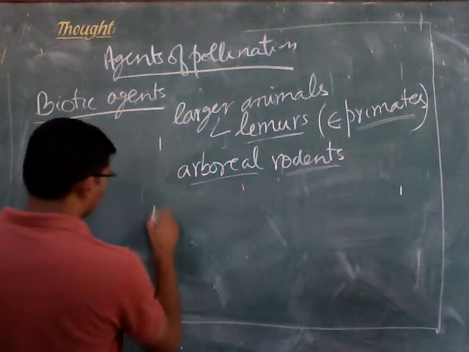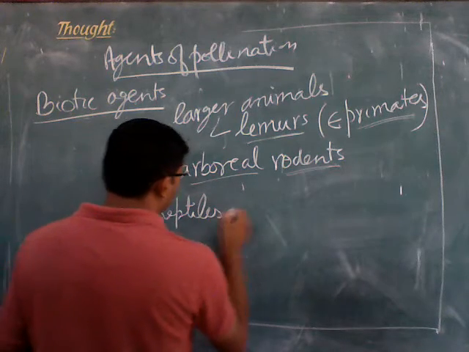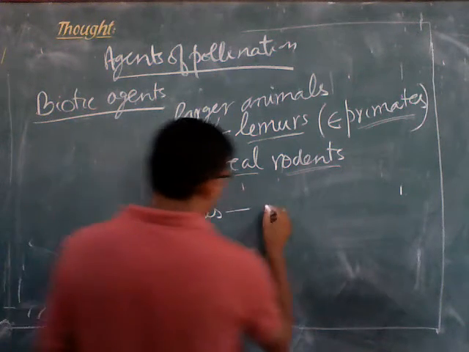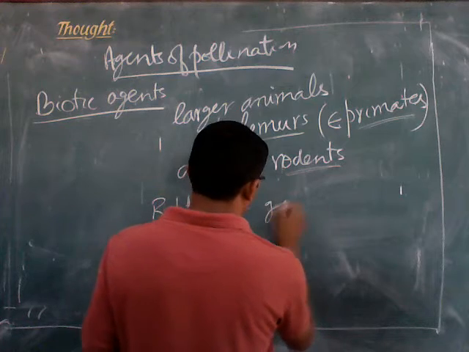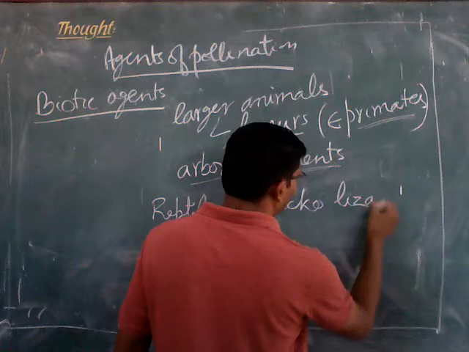Then there are certain reptiles also. Okay. They are also helpful in the pollination. For example, there is the gecko lizard. Gecko lizard is a fish. You might have heard the name of gecko.